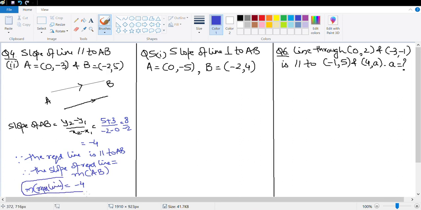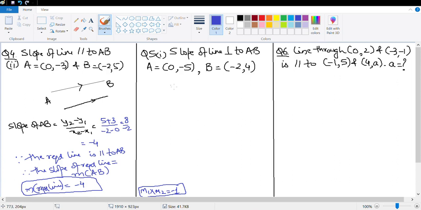So like I said, this exercise has three concepts. Concept 1, if two lines are parallel, then their slopes are equal. Concept 2, if two lines are perpendicular, then m1 into m2 is equal to negative 1. And the third concept being collinear points. So if 3 or more points are collinear, then the slopes of their different parts will be equal.